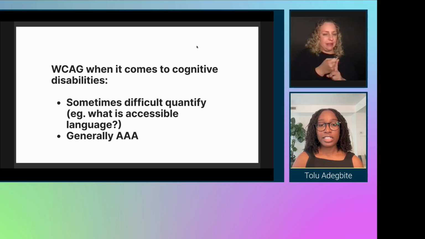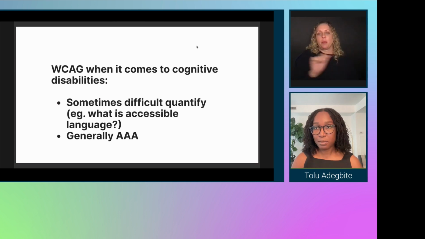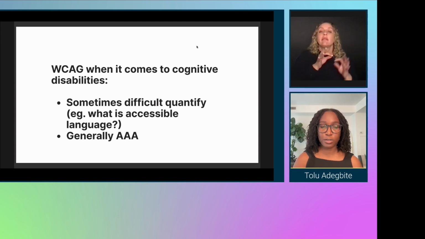These guidelines also tend to be AAA. So there are 3 levels of compliance when it comes to WCAG guidelines. We have single A, double A, and AAA. Single A tends to be the simpler, more basic things, like adding alternative text attributes, having a page title. Double A tends to be a level up from that. It's things like making sure that we have closed captions on videos.